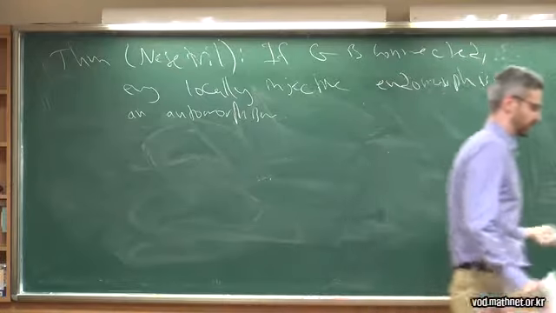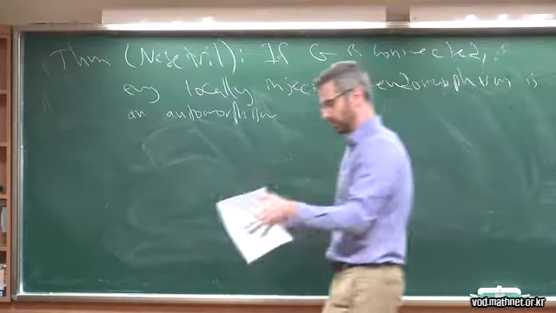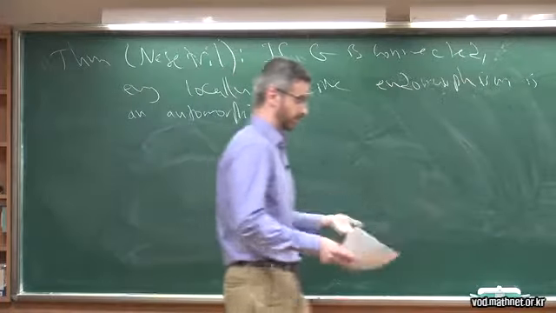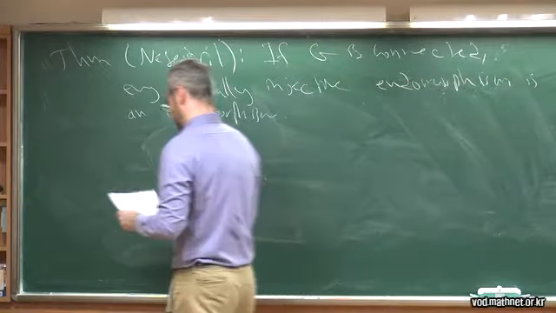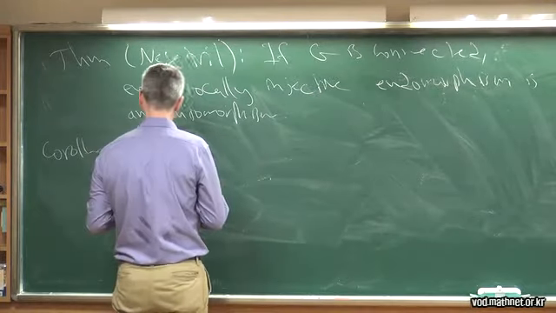So again, an endomorphism is just a homomorphism from the graph to itself. If it's locally injective, it must be an automorphism. So I don't have a map from G to its core, presuming that its core is a proper subgraph, that's locally injective. There's a couple of immediate corollaries of this theorem.